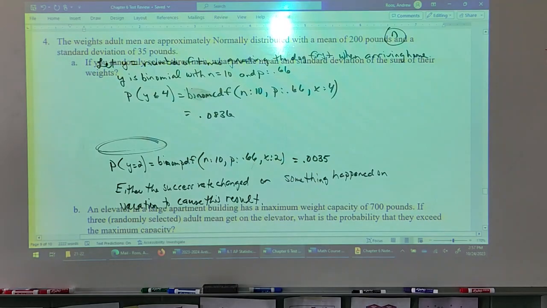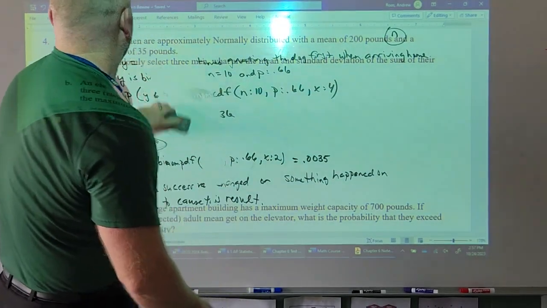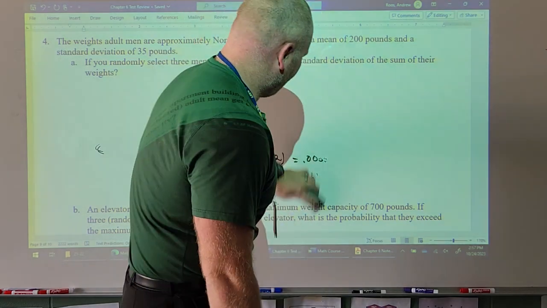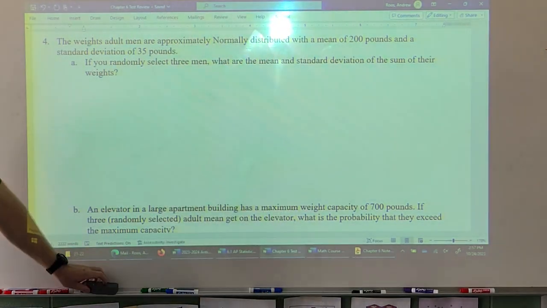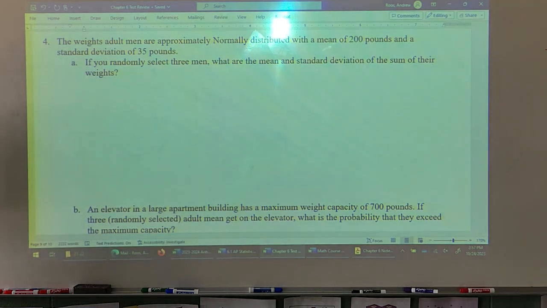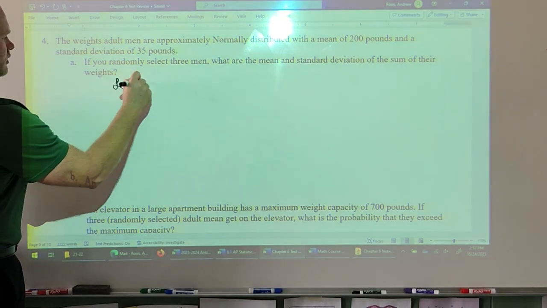All right, question 4. All right, weights of adult men, approximately normally distributed, mean 200 pounds, standard deviation 35 pounds. If you randomly select 3 men, what are the mean and standard deviation of the sum of their weights? Okay, so we're going to have to combine 3 means and 3 standard deviations, which means we're going to need a variable to represent that we're finding the total or that we're finding the sum.